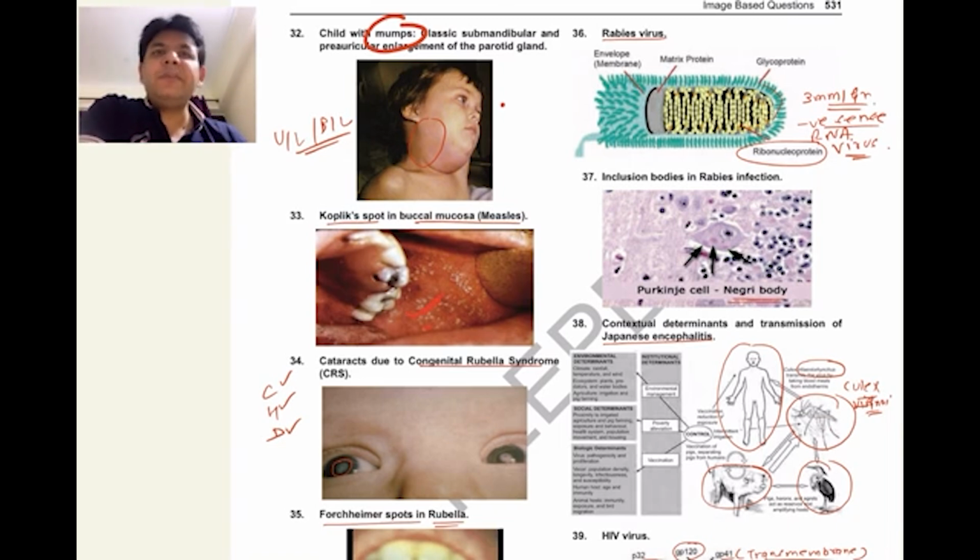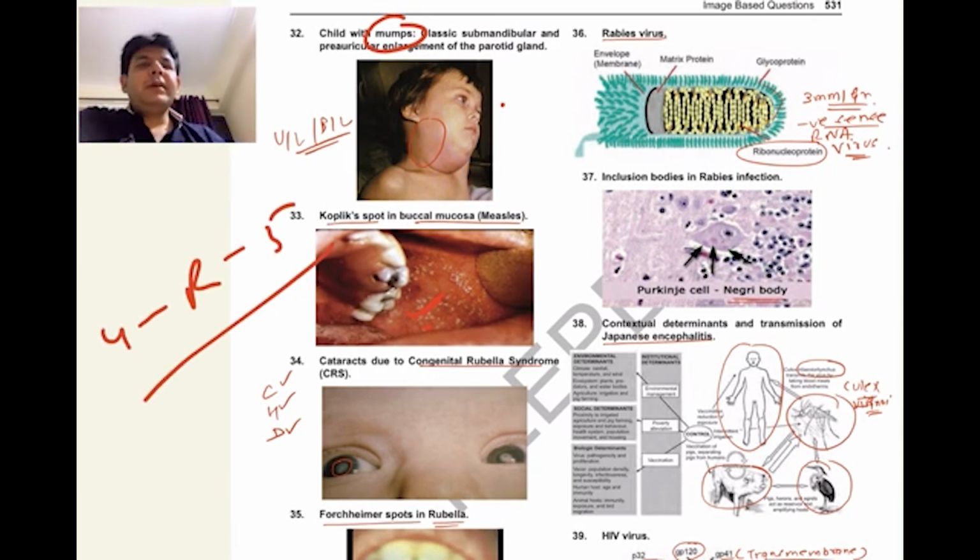Koplik spots, pathognomonic feature of what? Measles. What do you call measles in Hindi? Khasra. That also needs focus. It is seen opposite the upper second molar or lower? It is the lower second molar. You see the Koplik spots. And what is the infectivity period, guys? Rash 4 days before, 5 days after.